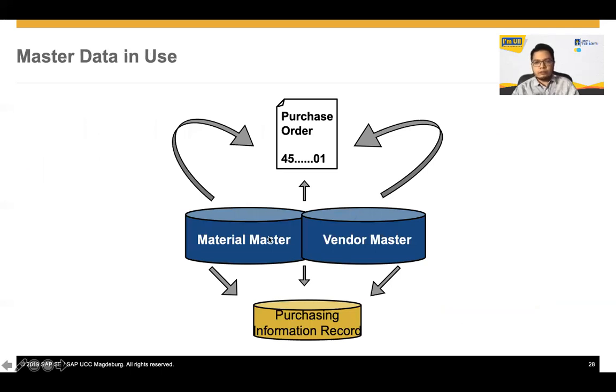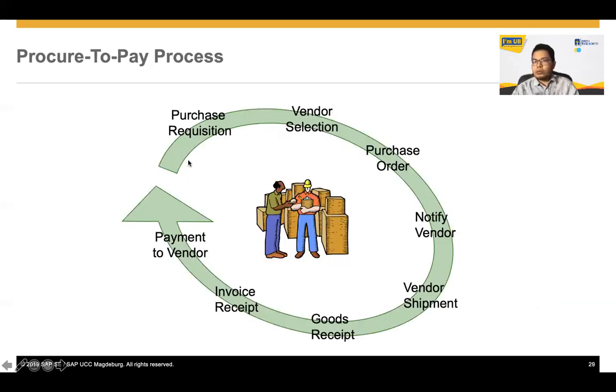Usually, with this you can have a purchasing information record, and you can also produce a purchase order. When you want to make a purchase order, you can use these two master data. Okay, now we go to the process.